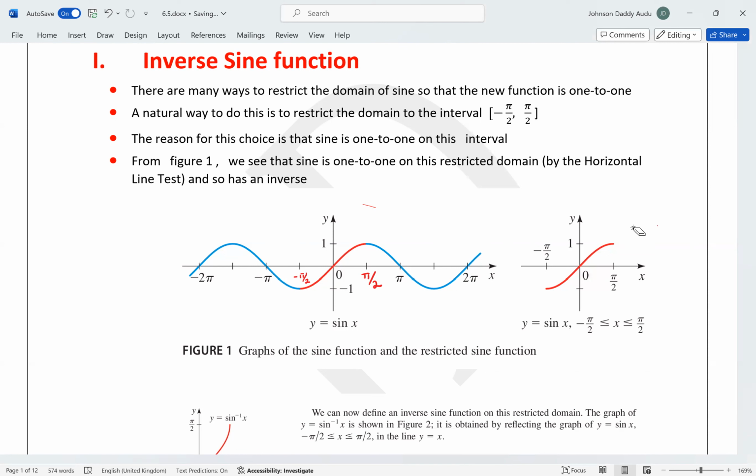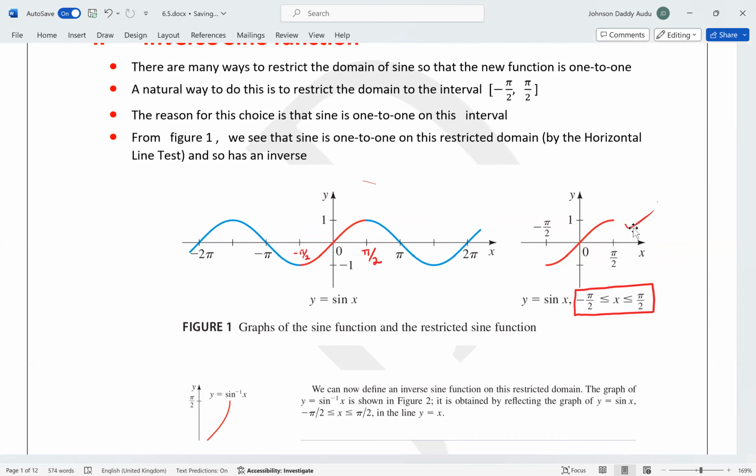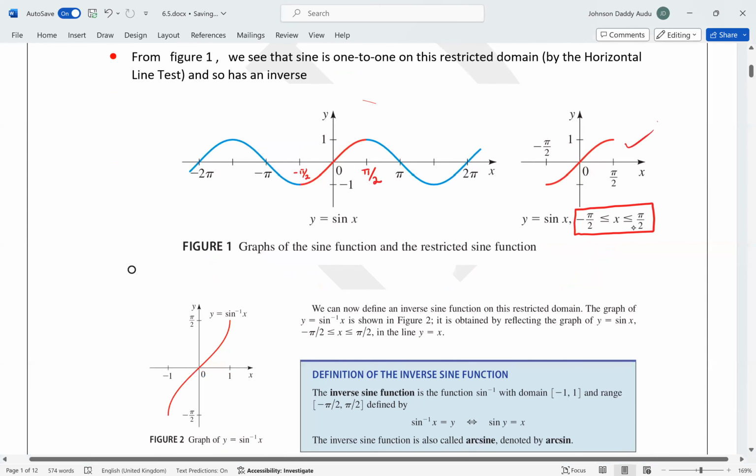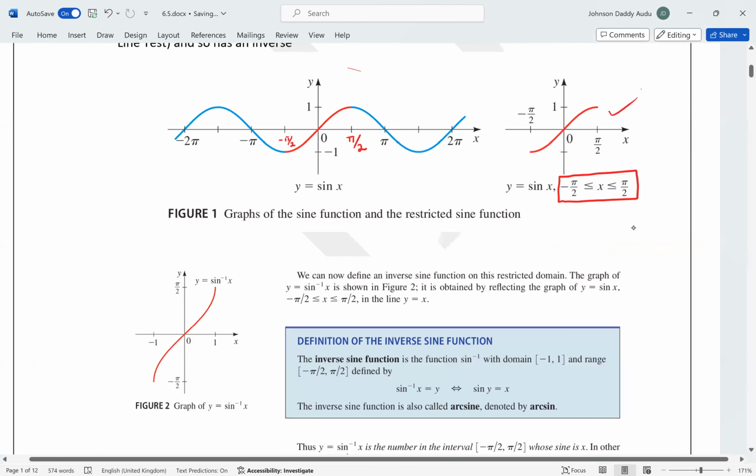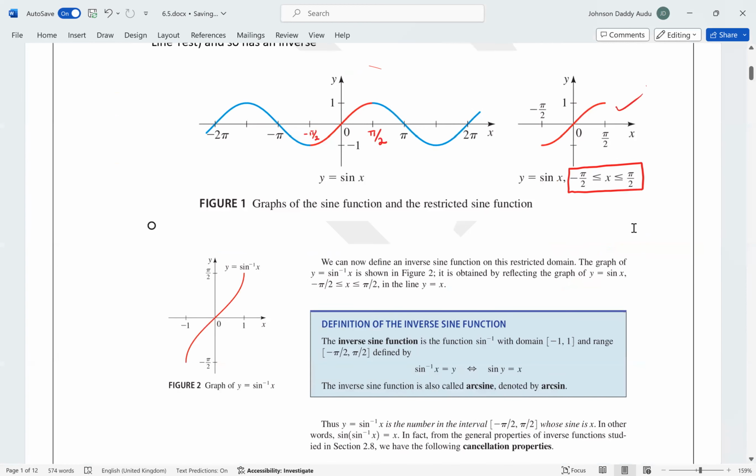Now, if we restrict the domain from minus pi over 2 to pi over 2, we will have this graph. And you can see that this function is 1-to-1 because it will satisfy the horizontal line test. So therefore, anytime we talk about sine inverse, it means we have restricted the domain of sine to be from minus pi over 2 to pi over 2. So you can see now this is 1-to-1, right? Okay. Now, how does the graph look? The graph of sine inverse of x looks something like this.